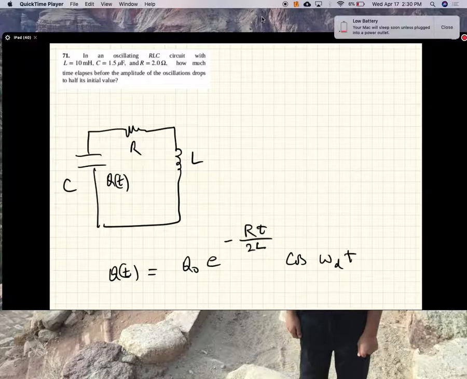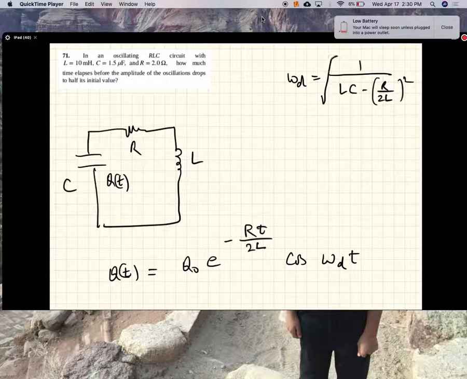The subscript d tells you it's a damped circuit, where omega d is the square root of 1 over LC minus R over 2L squared. You guys will have to look this up and check this expression. When R equals 0, it goes back to the normal frequency.